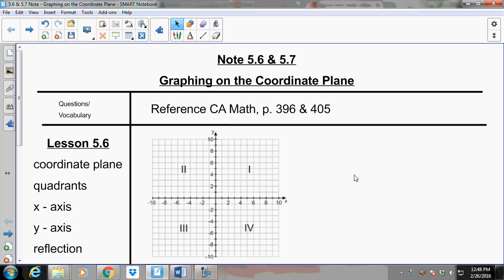We're talking about graphing on the coordinate plane. So go ahead and get your Cornell notes set up, 2-column notes. You're going to definitely want to open up your packet to page 396 and then later on 405 so that you can copy down some of the stuff that I'm going to be talking about.